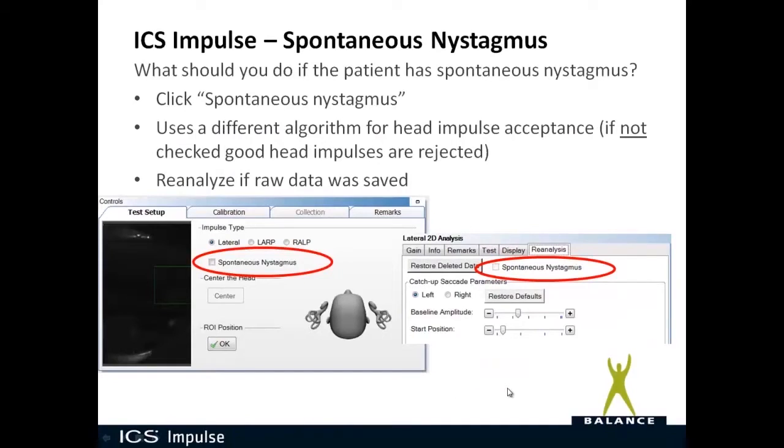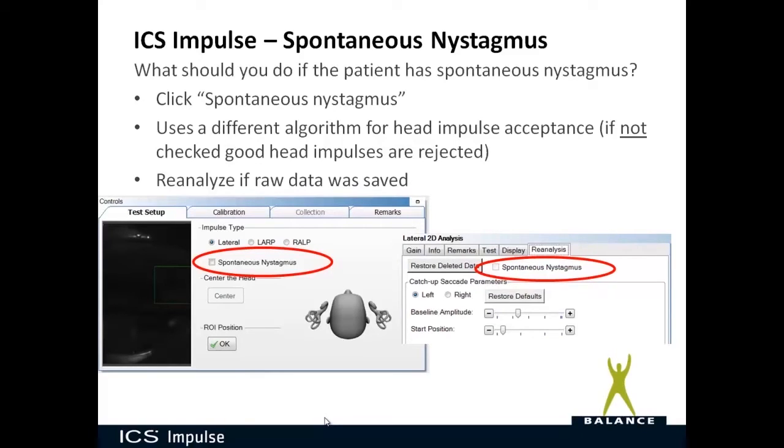So what should you do if a patient has spontaneous nystagmus? Well, when you're testing the patient, you want to check the spontaneous nystagmus box that you see right here on the left side. This uses a different algorithm for head impulse acceptance. If you don't check it, chances are most of the head impulses will be rejected because the spontaneous nystagmus interferes with the algorithm. So by checking that box, you let the algorithm be more free to accept data. So it's a little more lenient.